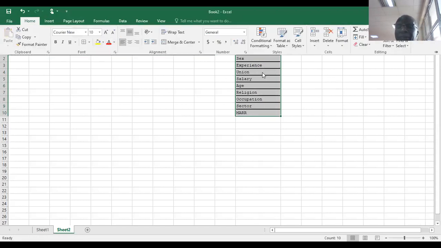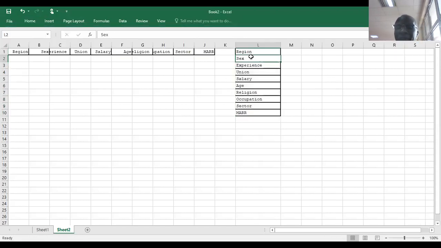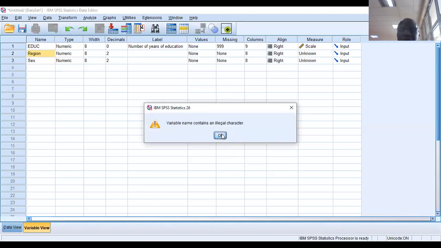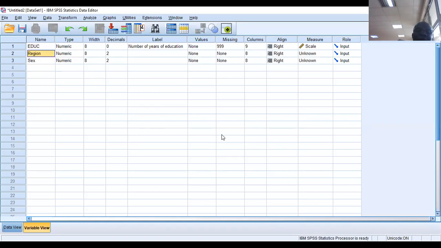Then now you can copy these things. You can copy them transposed. You can copy them and take them to your SPSS, where they start from here. They start from here. Then paste them. Paste. The others, I think that they have commas, eh?